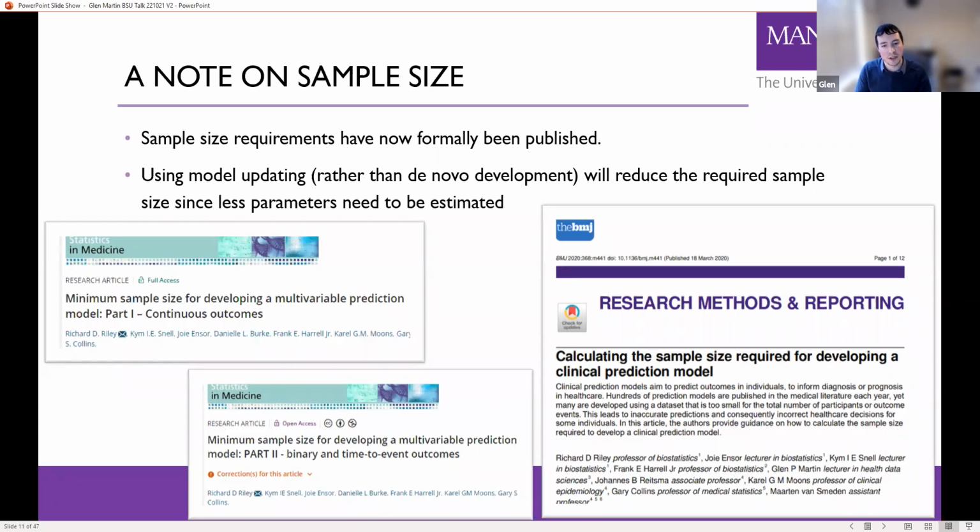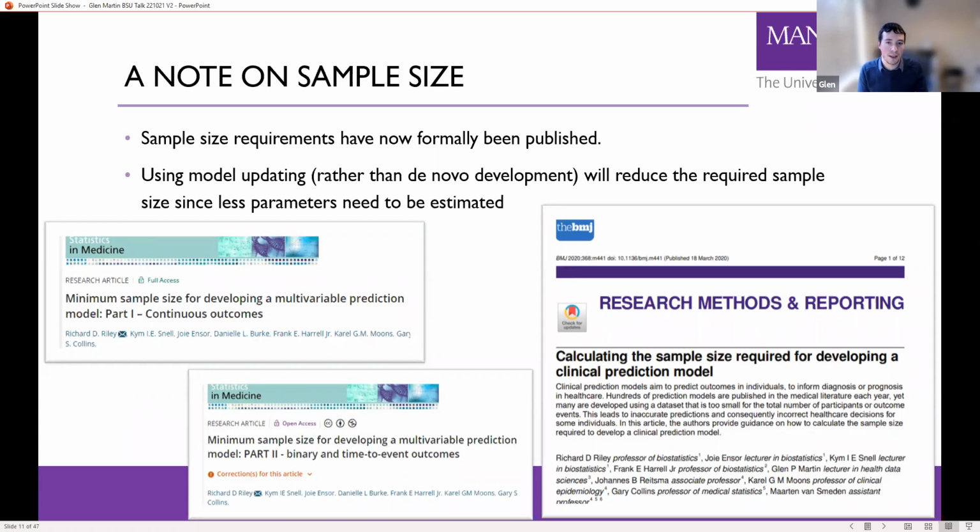And so these criteria are based on three main components. The first is the type of model one wishes to fit. Is it a logistic regression model? Is it a linear model? Is it a time to event model? It's based on the anticipated performance of those models, and also the number of predictors. How many predictor variables do you want to include in your model? That also informs the required sample size. Now, in terms of what I've just been describing in terms of model updating, it's that latter component that's of particular interest here, I think.